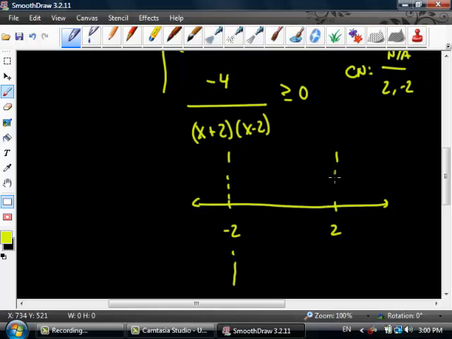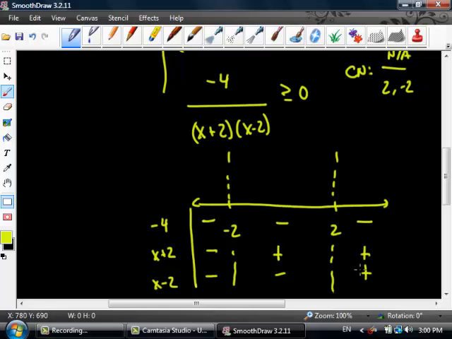Partition it downward. Negative 4, x plus 2, x minus 2. Now negative 4 is easy because negative 4 is always what? Negative. Let's choose a number way before negative 2, so negative trillion, that's going to be negative, negative. In between negative 2 and positive 2, let's choose 0, so that'll be positive and negative. Beyond 0, let's choose 5 trillion, positive, positive. So my final intervals are negative, positive, negative.